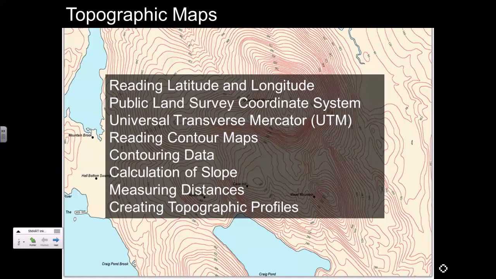Hello and welcome to our discussion of topographic maps. You'll be using these sets of discussions and examples to complete your labs on topographic maps.